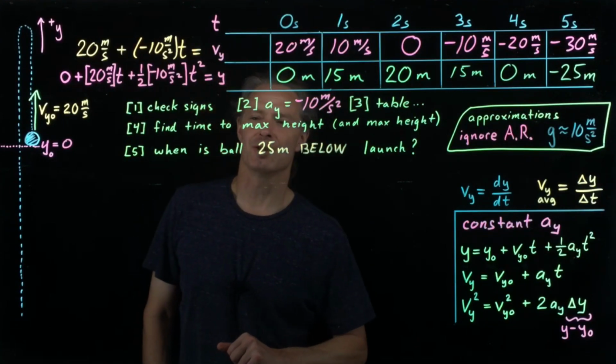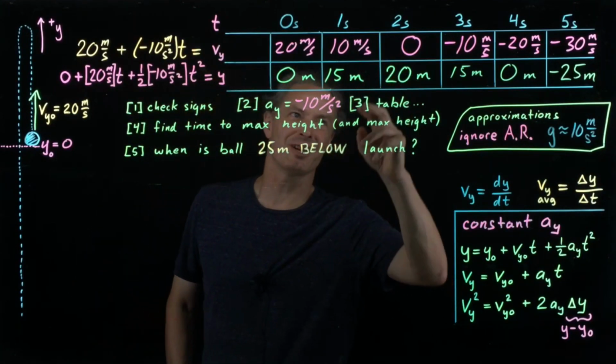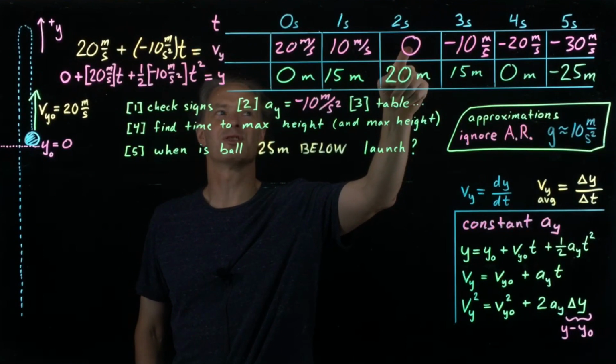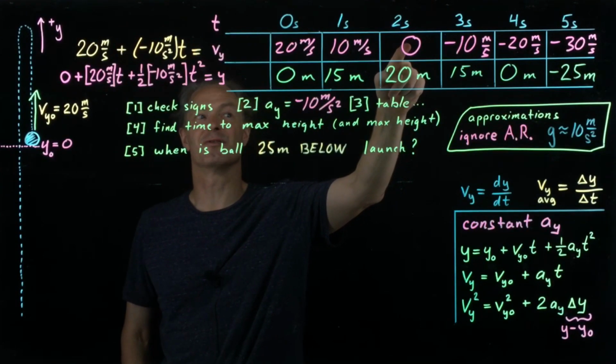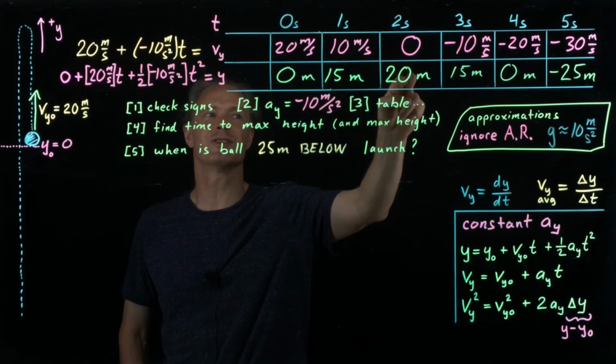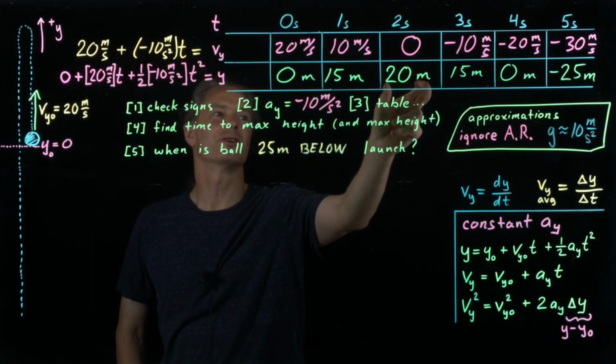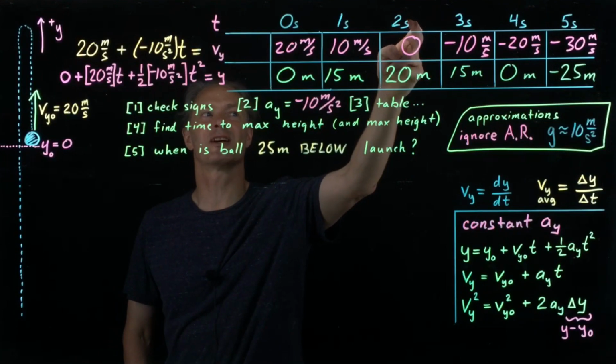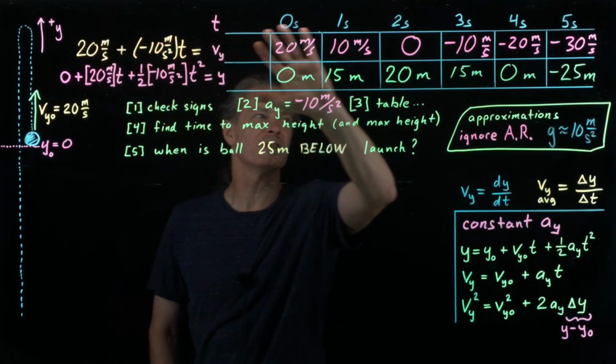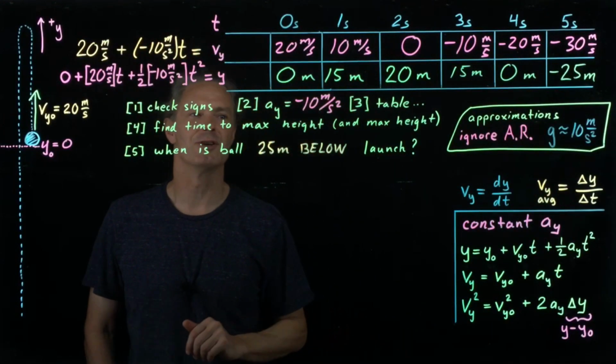All right, so we could cheat and look here. We say, well, I already know at 2 seconds it's reached its maximum height, because that's where the y component of the velocity is 0, and I know it reaches 20 meters above its launch point. So the maximum height is 20 meters, and the time that it reaches the maximum height is 2 seconds. We're going to pretend we didn't do any of this. We want to do it from scratch.